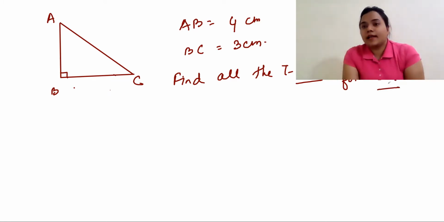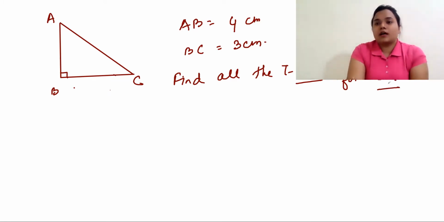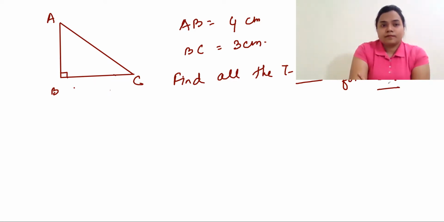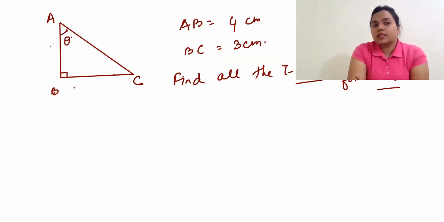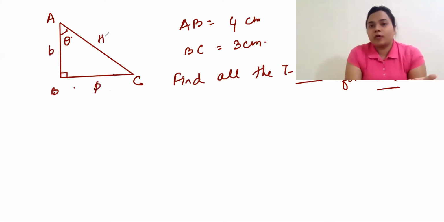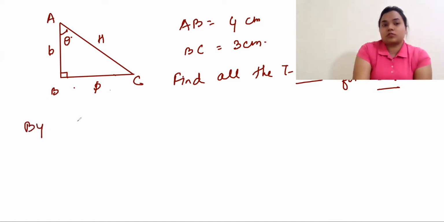T ratios for angle A means what? A is our theta. If A is theta, this will be the base, this will be the perpendicular, and this is clearly the hypotenuse. For finding the T ratios, if it is written all the T ratios, it means we need all three sides. How can we find the third side? By using Pythagoras theorem.